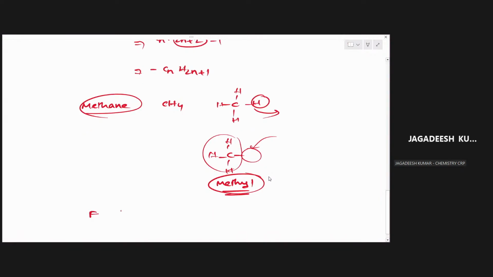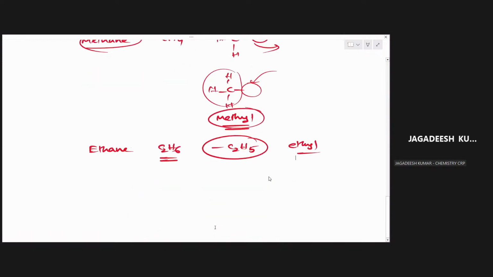Or if you take ethane, what is the formula? Just now we discussed, C2H6. But I am removing one hydrogen, so I am writing C2H5. Now it is called ethyl. So ethyl we can write like this, CH3 CH2 only. Still one more bond is vacant. Another substituent has to come here. This is the incomplete part.